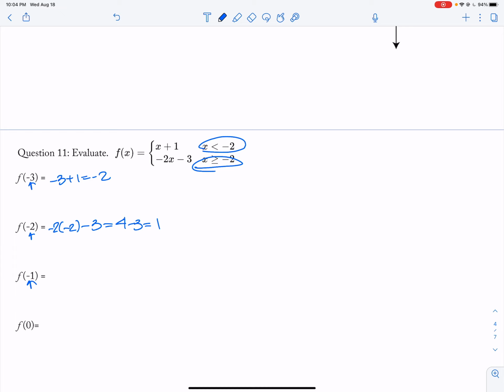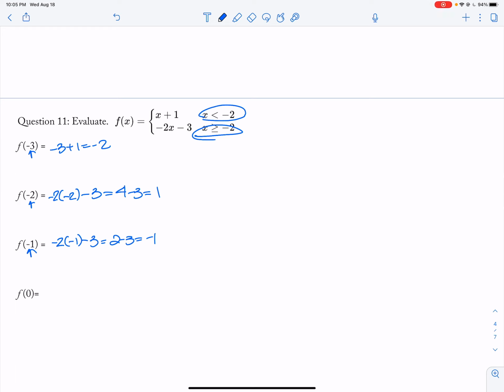F of -1 is bigger than -2. So -2 times -1 minus 3. So 2 minus 3, which is -1. And then 0 is still also bigger. So -2 times 0 minus 3 gives me -3. And so these are all your solutions. So I'm just evaluating certain values of x given the piecewise function.